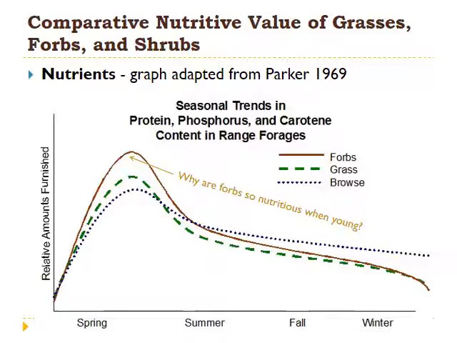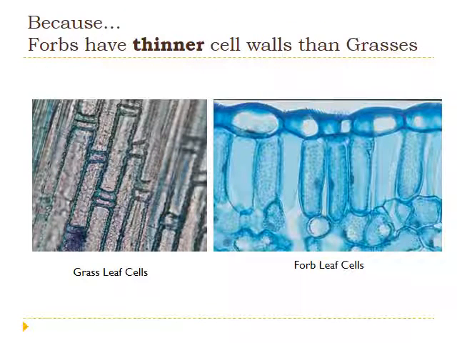So forbs are the most nutritious, and why is that? Why is young forb material more nutritious than grasses? Going back to our 3 reasons that affect nutritive value, one of those is really important, and that is the cell wall. So here I have just a couple of diagrams. Remember on the left, grass cells are those thick cells, those square cells. They have parallel veins. They're usually these square, thick cells, and you can see the cell wall in this diagram on the left looks pretty thick.